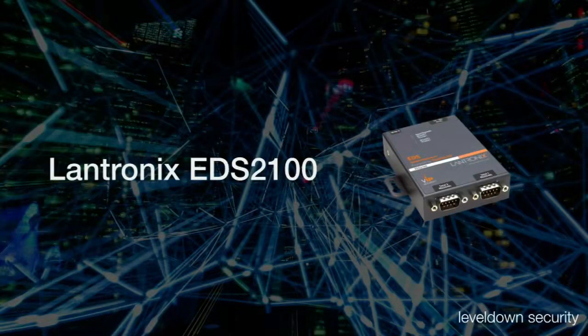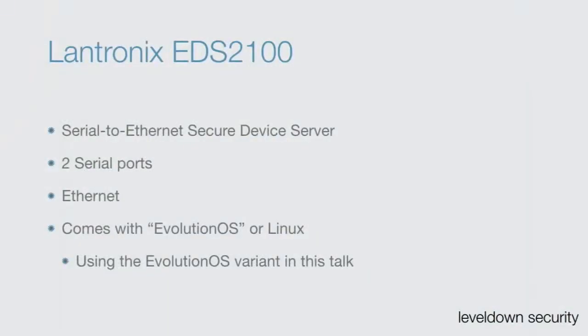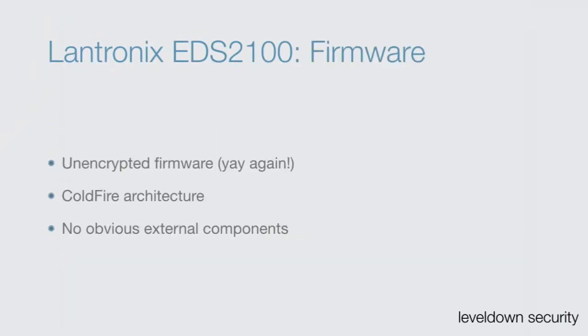So let's look at Lantronix devices. This device is called Lantronix EDS 2100. And it's a simple serial device server. It has 2 Ethernet ports, and as the only device in this talk, it doesn't come with Linux. So I used something called Evolution OS on it. I have no clue what Evolution OS actually consists of. And yeah, I looked at the firmware of it, and it was unencrypted, yay again, and using the Coldfire architecture.